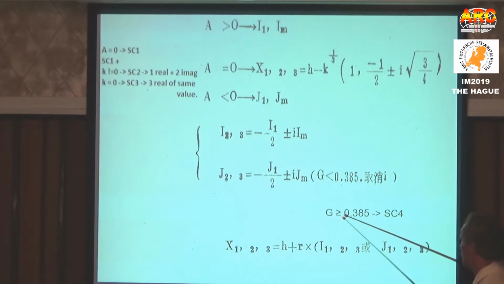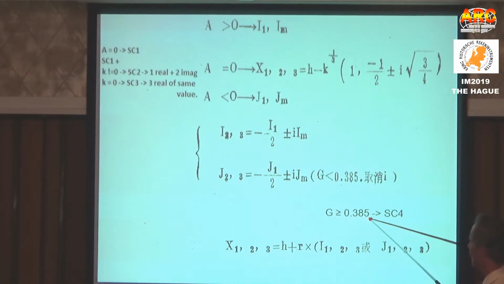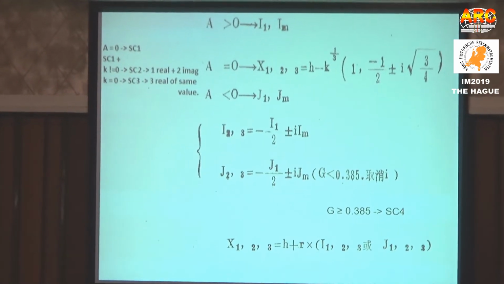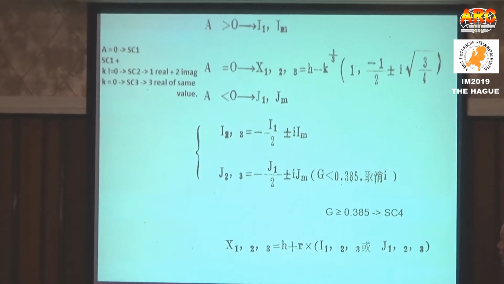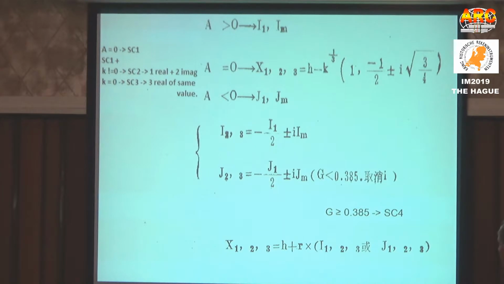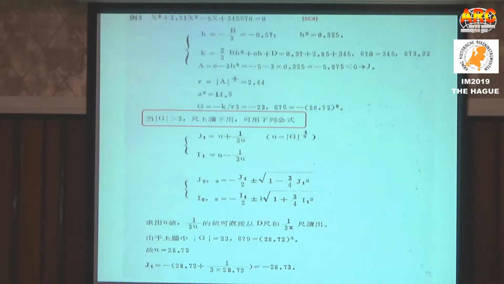For certain values of an intermediate variable G, if it happens to be greater than 0.385, and I have no idea what the significance of 0.385 actually is, then you have a different special case and you have to follow a 4th path through the instruction. Eventually you end up calculating intermediate values x1, 2, and 3, and then you can use those for calculating the roots.